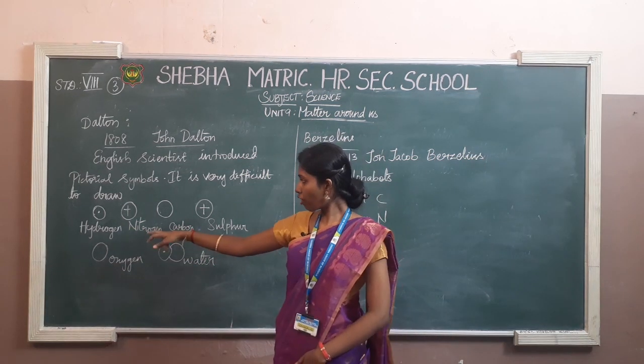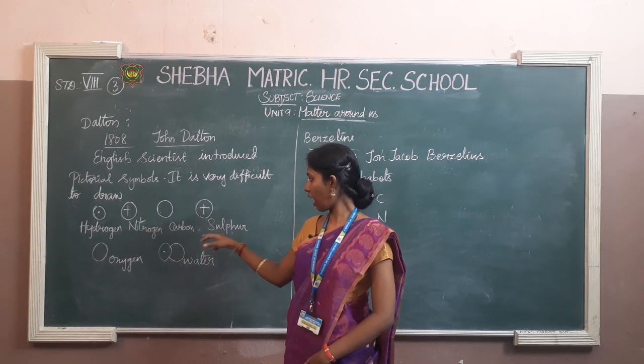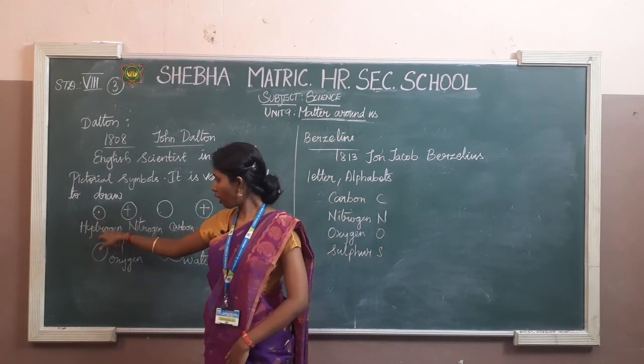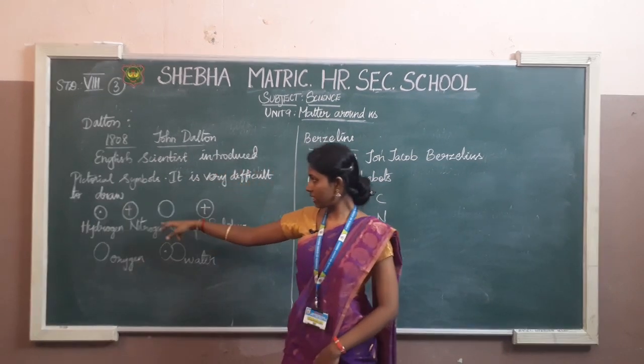So there are symbols for hydrogen, nitrogen, carbon, sulfur and oxygen. First one is the symbol of hydrogen, and another one is a plus symbol.